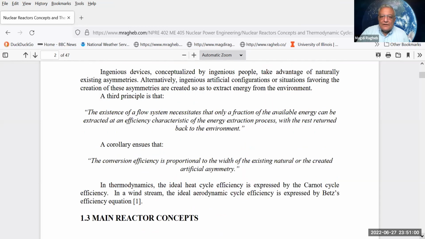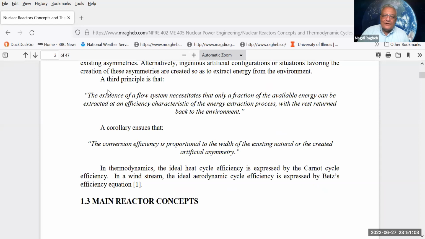A third principle that we can list for energy conversion is that the existence of a flow system necessitates that only a fraction of the available energy can be extracted, at an efficiency characteristic of the energy extraction process, with the rest returned back to the environment. So this is now a different definition of efficiency from the thermodynamic efficiency of the Carnot cycle, which states that the efficiency is equal to the temperature differential, delta T, divided into the energy extracted divided into the energy that is available to us.